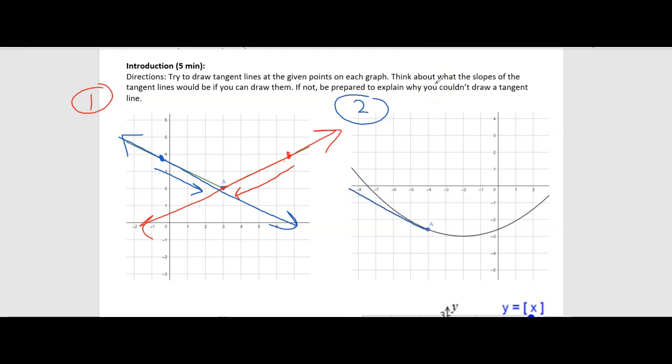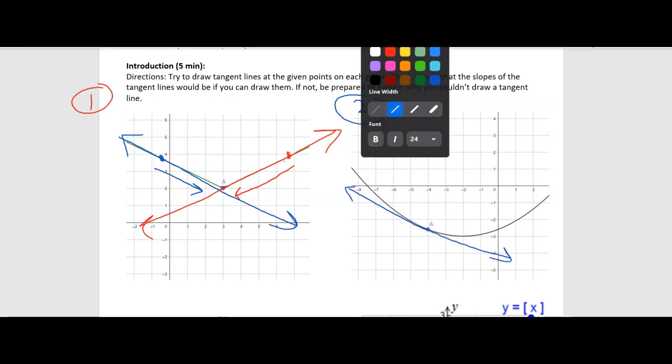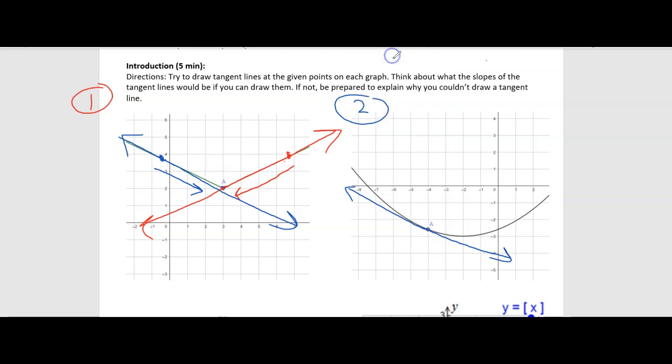Okay, let's look at number 2. Looks like we can draw a tangent line here. And you'll notice, as we look at the two secant lines, right? If I have a secant line coming in from the left-hand side, and a secant line coming in from the right-hand side, those are going to approach the slope of the tangent line, the blue line that I drew. They're going to approach the same slope from either the right or the left. So for number 2, we are able to draw a tangent line, and it would look like what we have in blue.